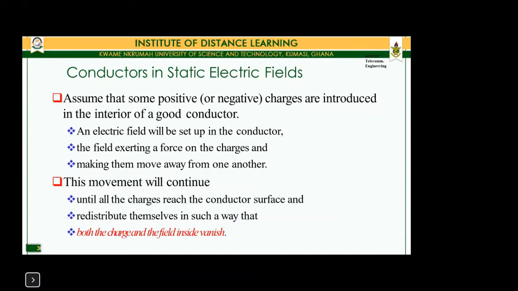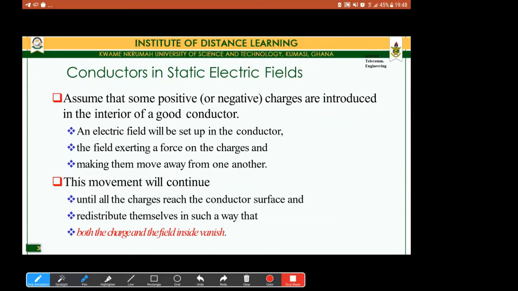So let's look at conductors in static electric field. And here I need your maximum attention. What would happen if you put a conductor in an electric field? So that to create the electric field, let's assume that some positive or negative charges are introduced in the interior of a good conductor. That means what? Inside the conductor. I hope you understand that. When you introduce the positive or negative charges inside the conductor, then inside the conductor, an electric field will be created.